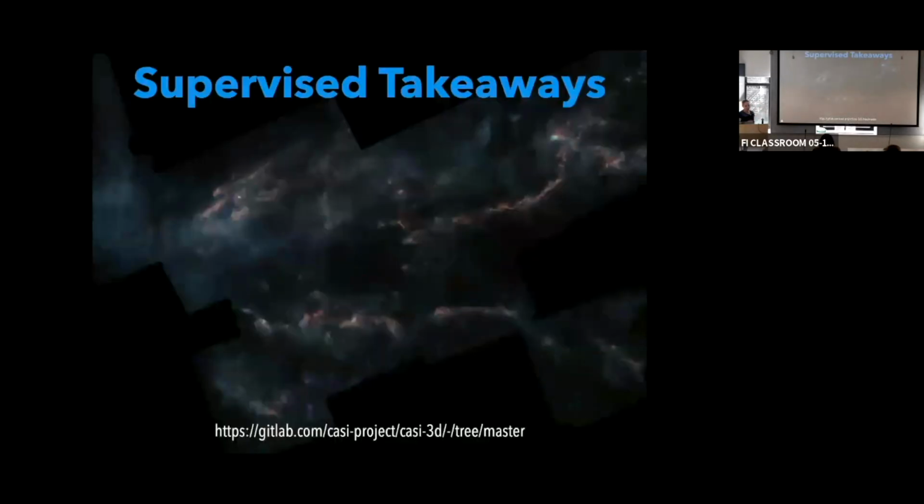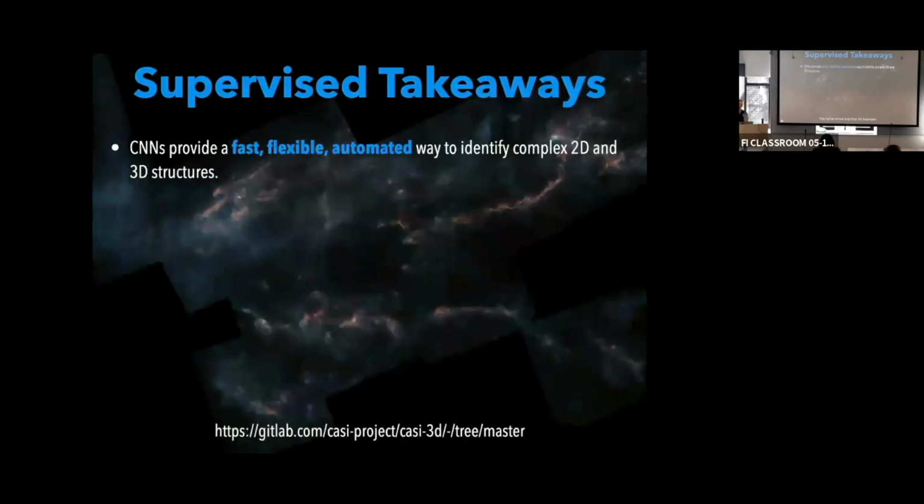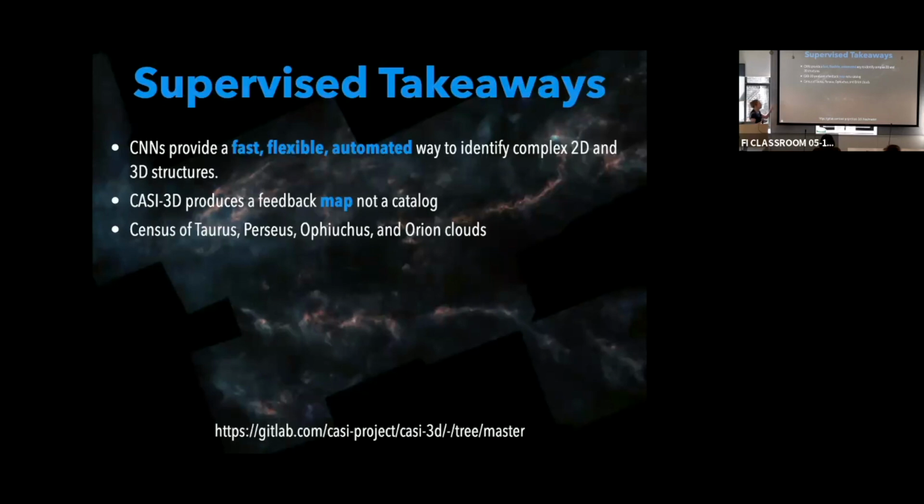Okay, supervised takeaways. These CNNs provide a really fast, flexible, automated way to identify 2D and 3D structures. What we get out is a pixel by pixel map prediction, not a catalog. You would need more data segmentation if you want a catalog. Through this work, we did censuses of Taurus, Perseus, Ophiuchus, and Orion clouds. And with our inverse modeling, we can basically calculate the total mass, momentum, and energy associated with these features.